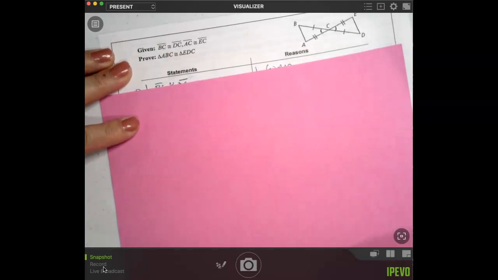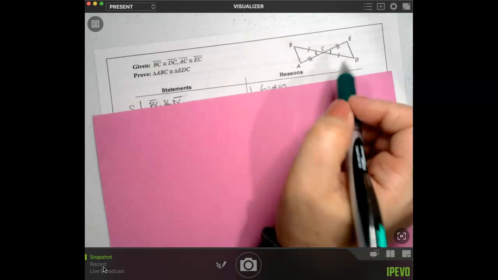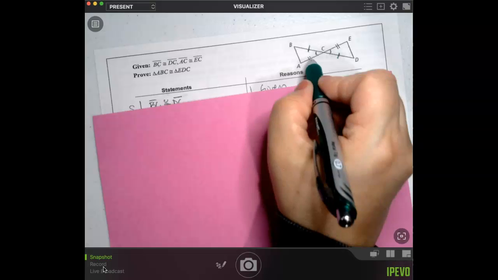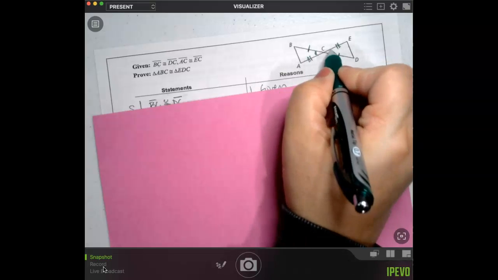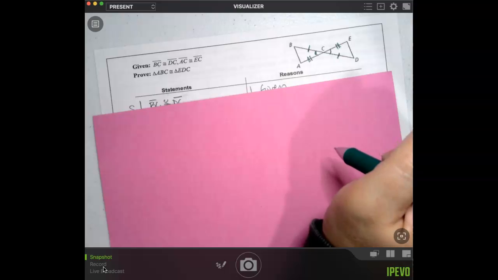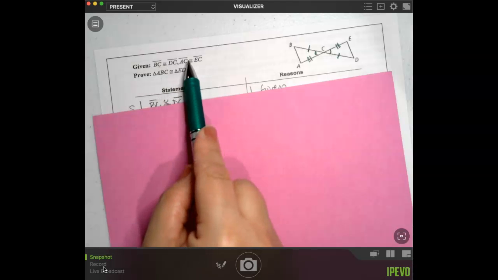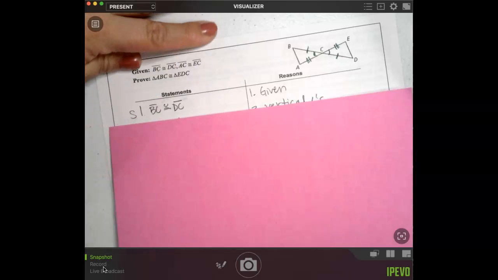Okay, backside. Take your given, BC and DC. Mark it on your diagram if it's not. AC and EC. And then we have vertical angles. That looks like a side angle side. So, do we have any non-congruency in the given? Congruent symbol, congruent symbol. This will be a 4-step problem. We'll use side angle side.